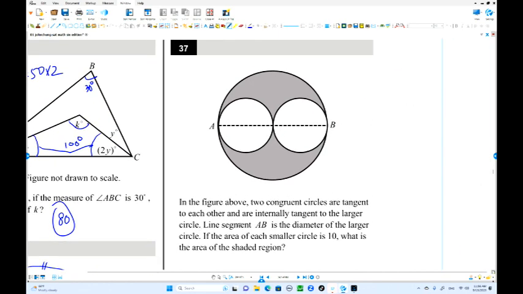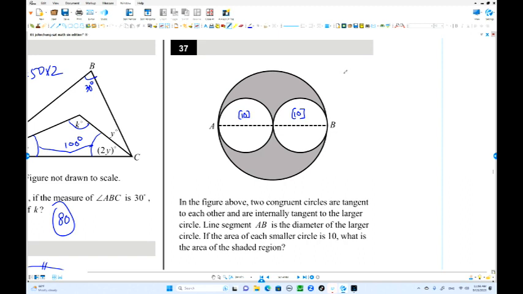All right, number 37. We have two congruent circles that are tangent to each other and internally tangent. They're all tangent to each other. Line segment AB is the diameter of the large circle. The area of each smaller one is 10. What is the area of the shaded region?